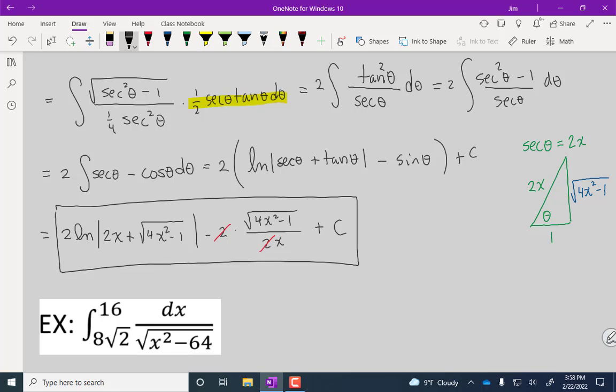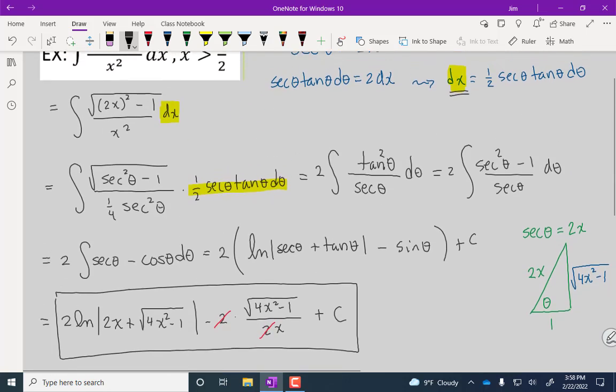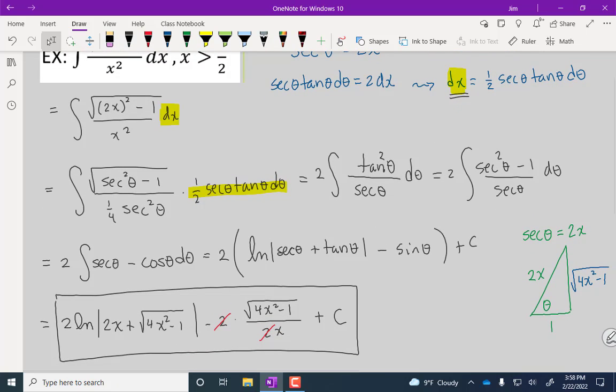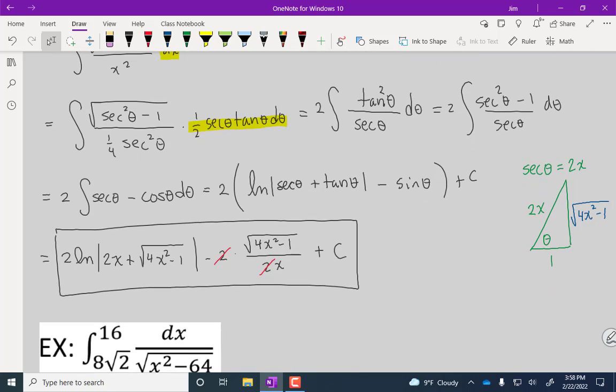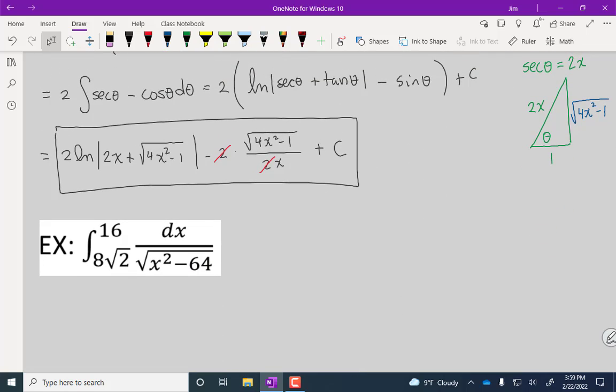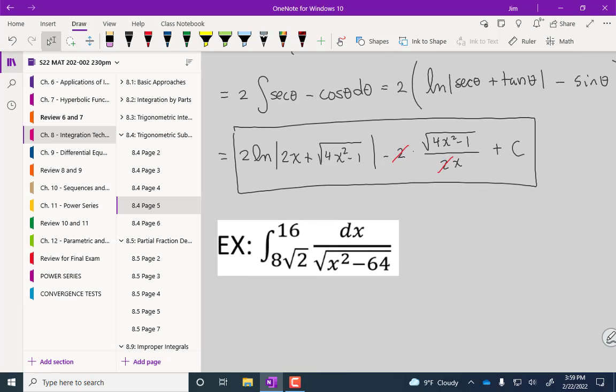Question. Sure. I don't know how we evaluated the integral. How we went from secant to right here, the integral of secant? Step one? The step before, how we went from here to here? Yeah. So we did that last time. Let me remind you. We did it on this slide right here.